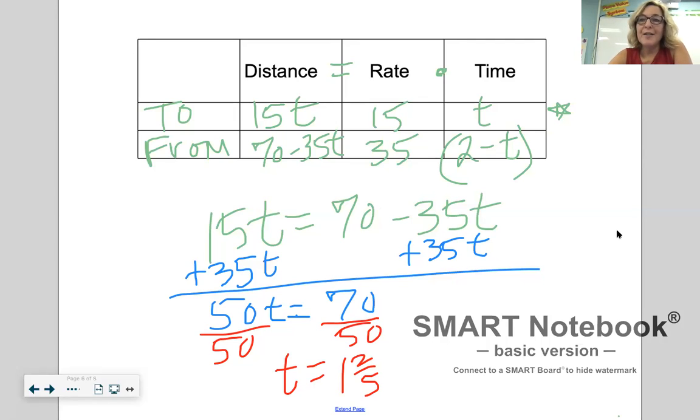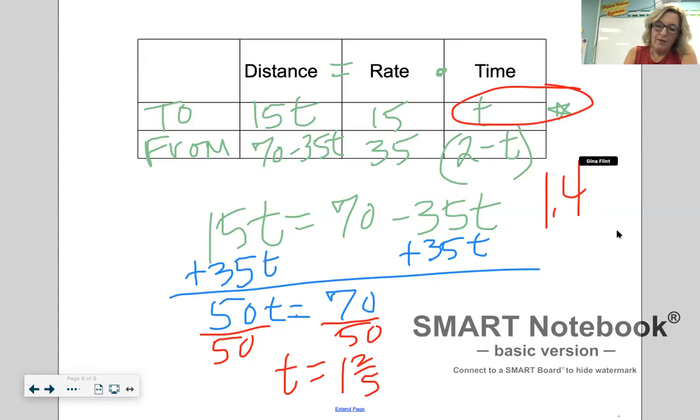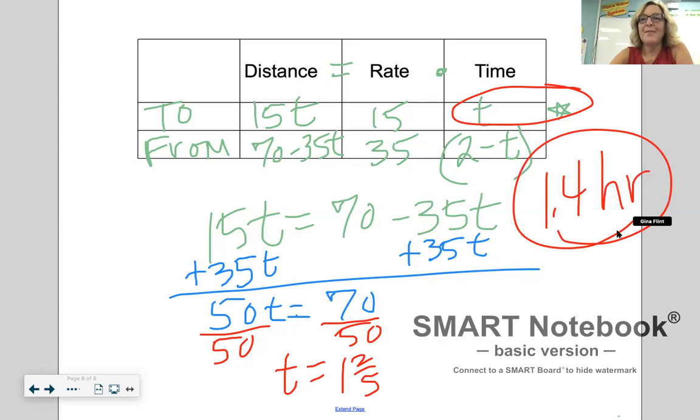So once you follow the steps for solving that equation, you get that time is equal to 1 2/5 or 1 4/10. If you put it in decimal form, either way is fine. And so now let's go back to the question at hand. How long did it take her to get to the store? To the store is just t. And so we would answer that as 1 4/10 hours.